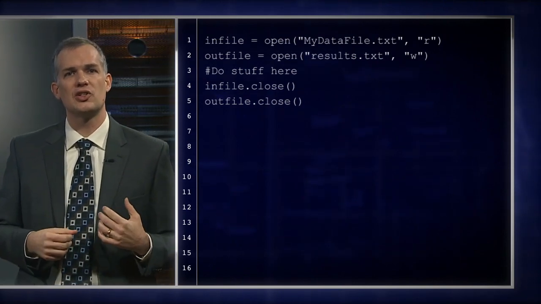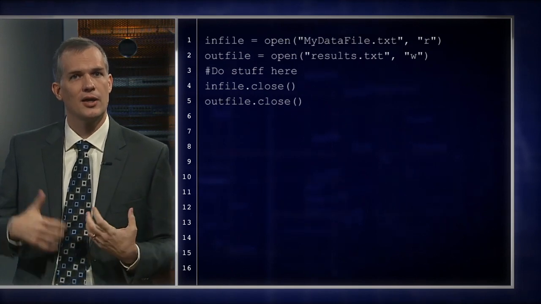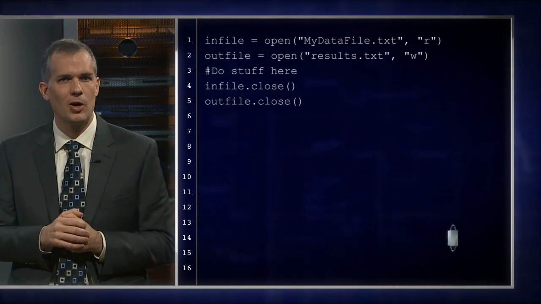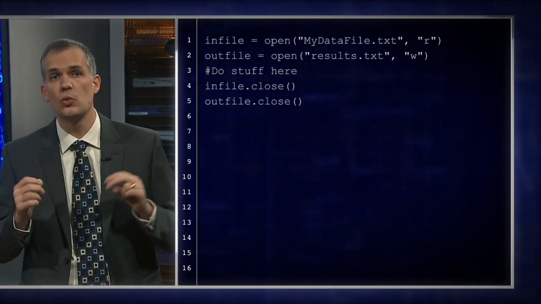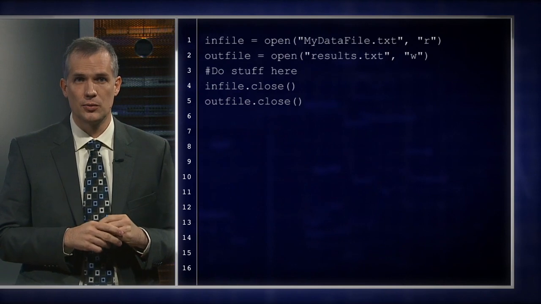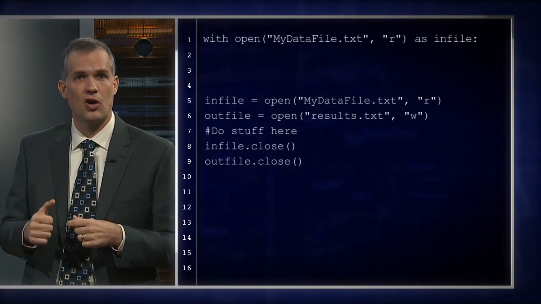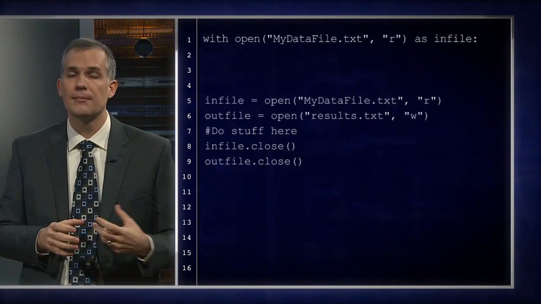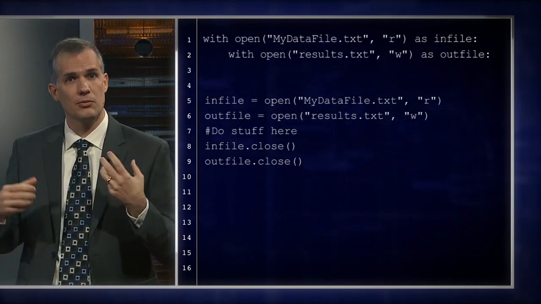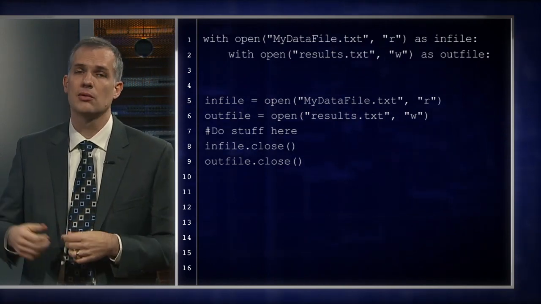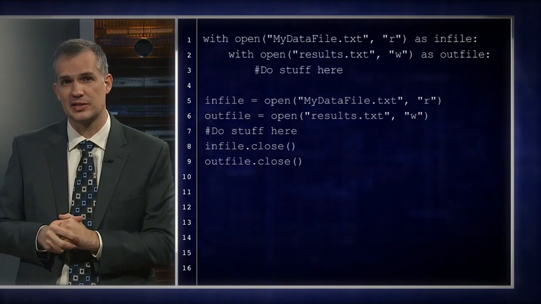Now, what if we wanted to use that other formulation for opening files, where we have a line starting with "with", and the file will be closed automatically? How might that code look? In this case, we would have two with statements. The first one would say, with open mydatafile.txt r as infile. Nested inside of that, the second would say, with open results.txt w as outfile. We would have to be indented in from there for our text.